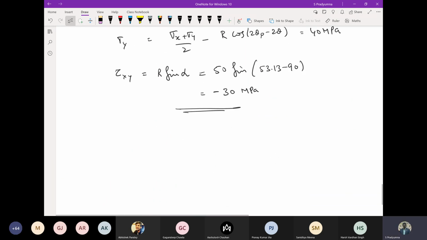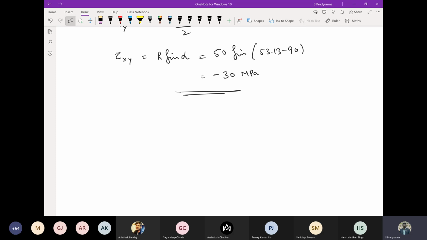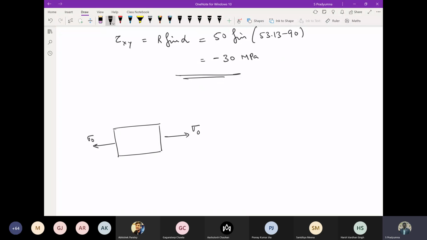Now let me go to another interesting situation where I have this element. Let's say I have only one direction, that is a unidirectional normal stress, sigma naught. So this is the x direction. This is the y direction. I'm interested in this capital X, capital Y, which is making 45 degree from the x-axis.